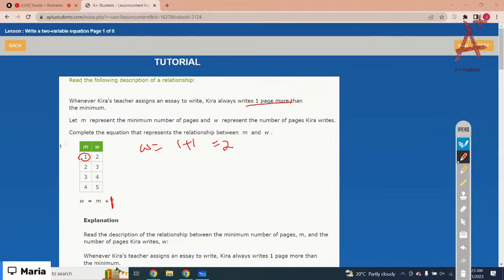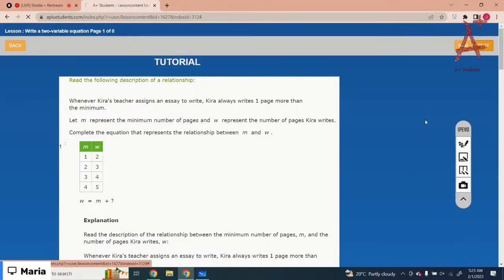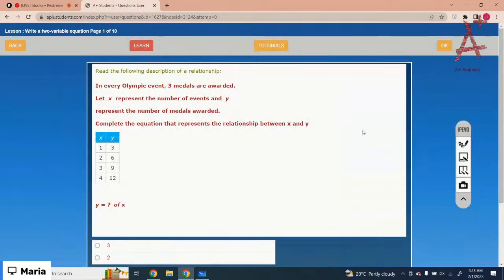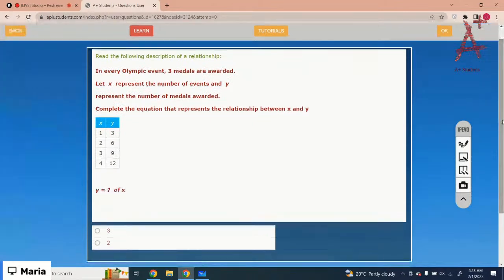Okay, let's just start with the test questions so that we can do the practice questions. You can have a look at the questions, they are already solved. Got it? Okay, the first one is in every Olympic event, three medals are awarded. Let X represent the number of events and Y represent the number of medals awarded. Complete the equation that represents the relationship between X and Y. Y equals dash of X, which is the correct option.